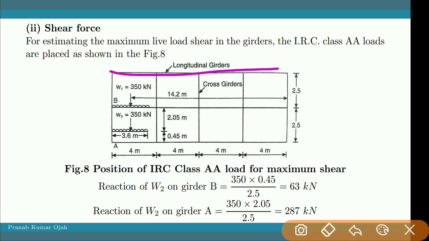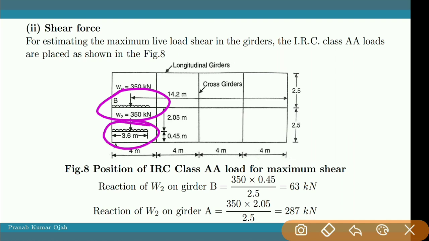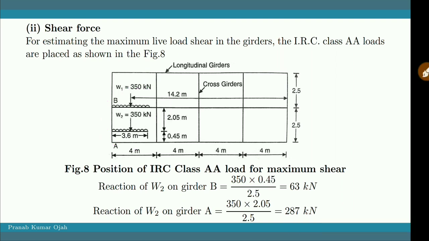So these three are the longitudinal girders. The load is placed in such a way that it is nearer to the support. That's why it is placed over the girder B, and with reference to that wheel or track, the other wheel is also placed at a distance of 2.05 meter.